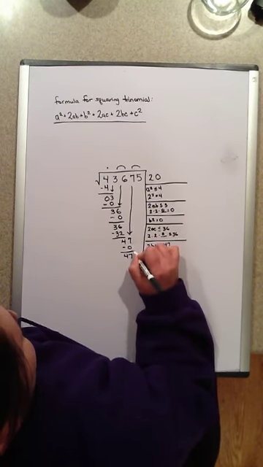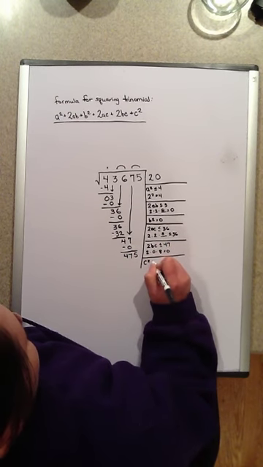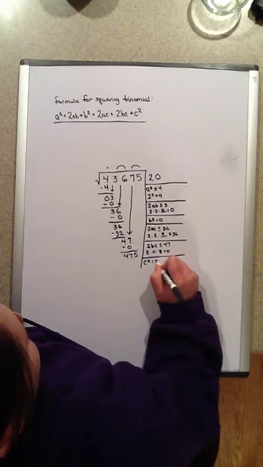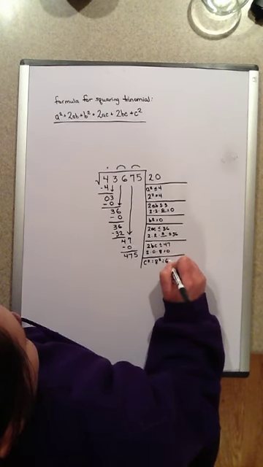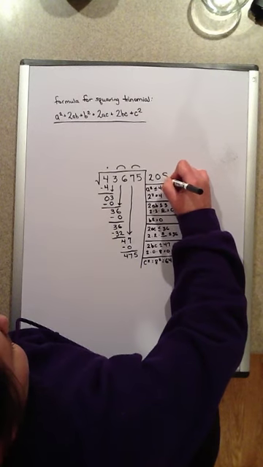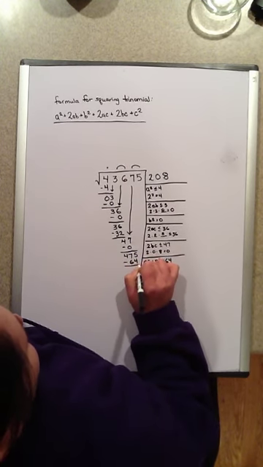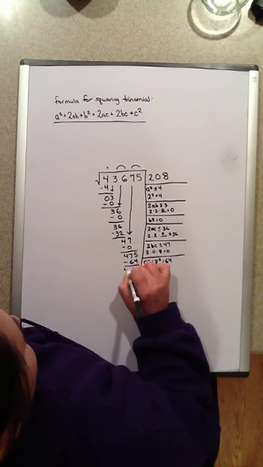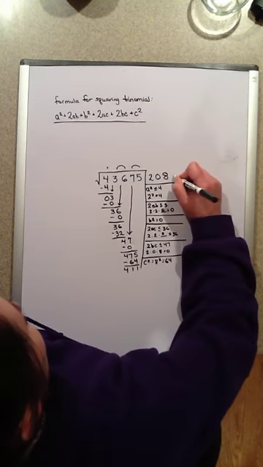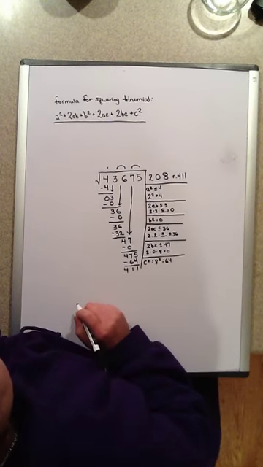And let's bring down the 5. C squared equals 8 squared, which equals 64. So that's going to work for our C value. And our remainder is going to be 411.